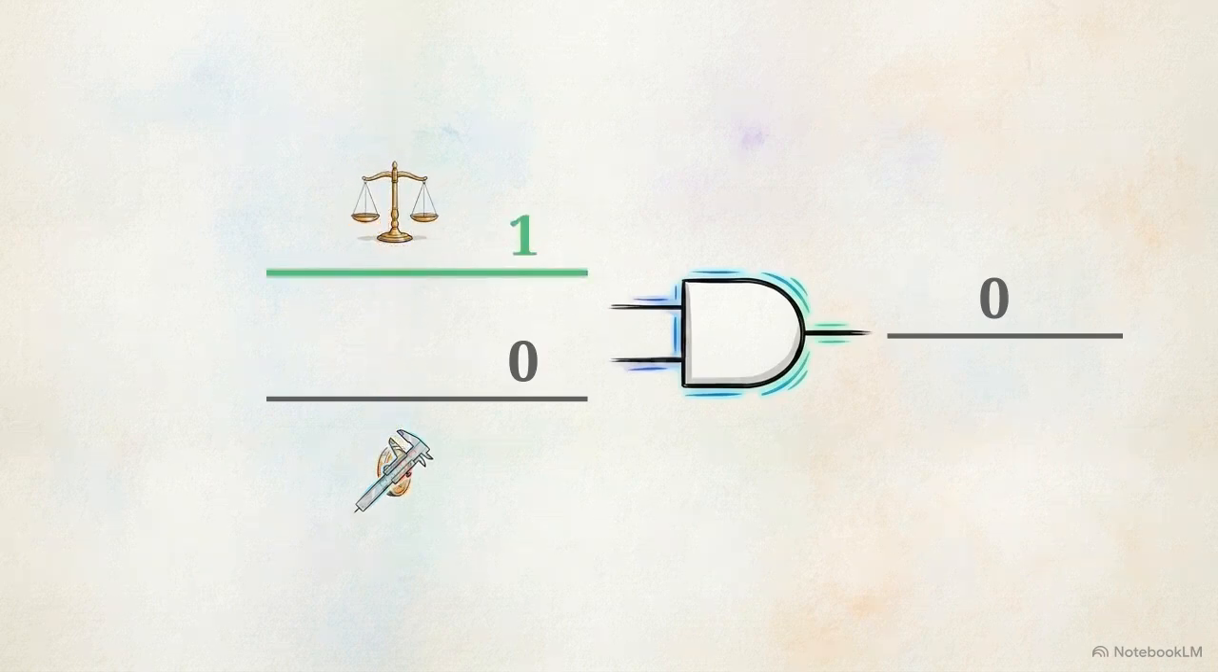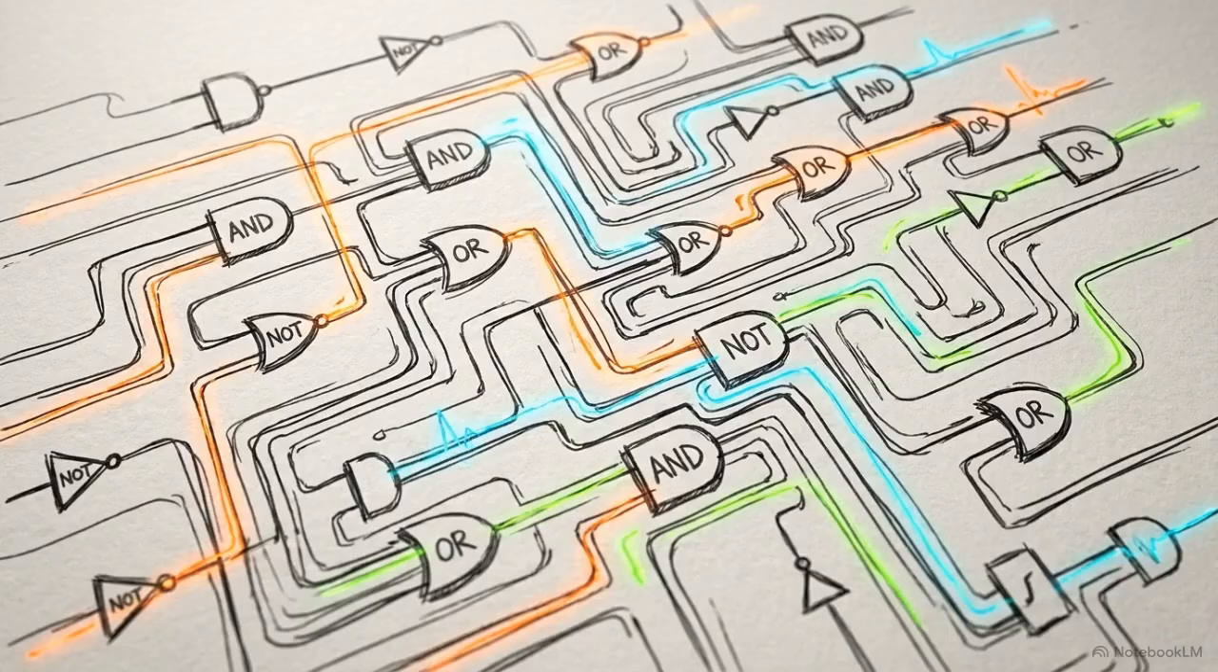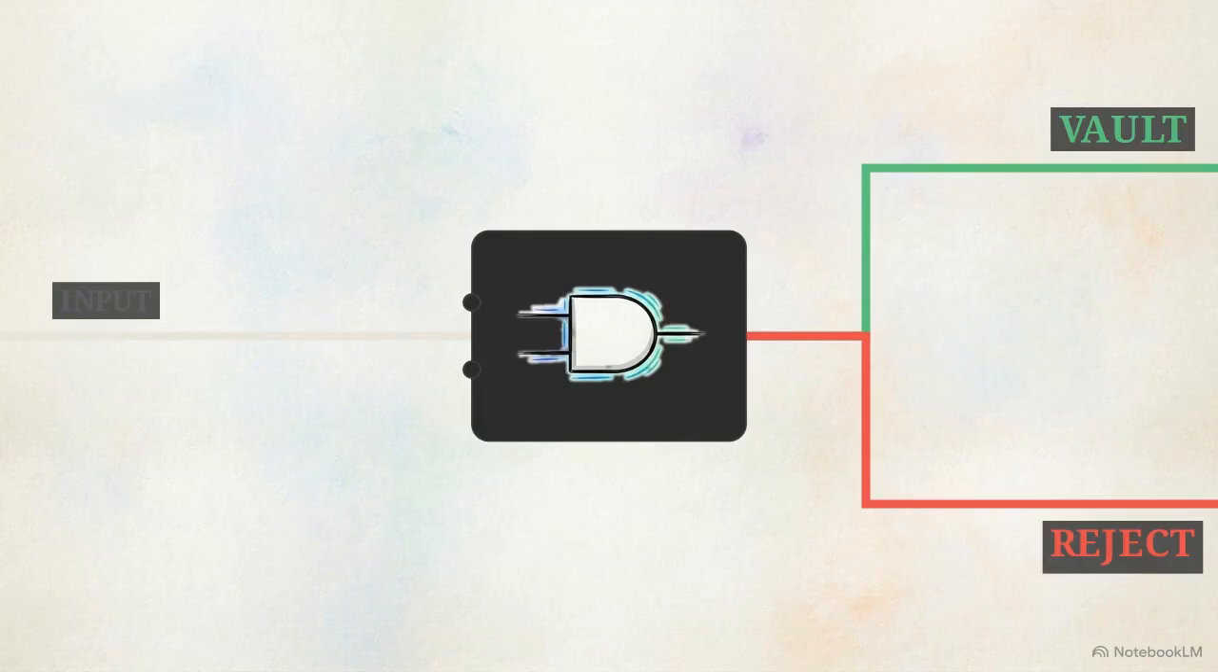Is the coin heavy enough? And is it the right size? If both conditions are met, the output is a 1. If either is missing, it outputs a 0. By wiring a few of these simple electrical gates together, the machine can react instantly to a complex physical event. It can seamlessly route a real quarter into the cash vault or spit a lightweight plastic token right back out.